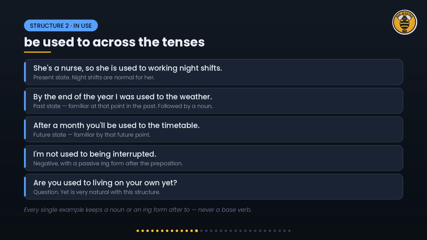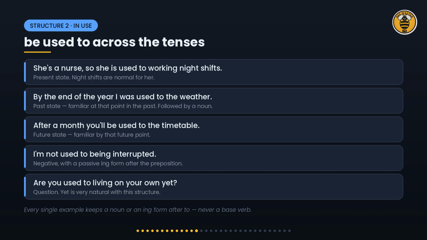Now let's move it through the tenses. She's a nurse, so she is used to working night shifts. Present state. Night shifts are normal for her. By the end of the year, I was used to the weather. A past state, familiar at that point in the past. And notice that here we simply have a noun, the weather, with no ing at all.